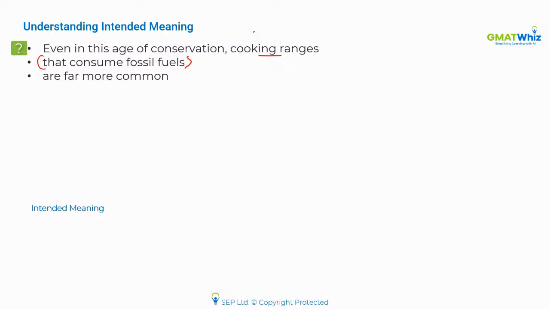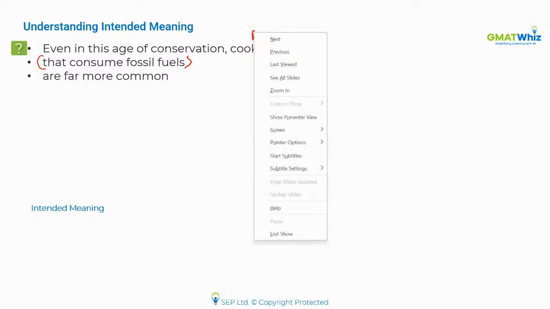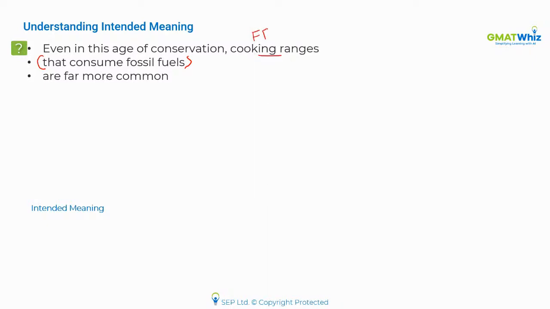So let me call this fossil fuel cooking ranges for short. Okay, so fossil fuel cooking ranges are far more common. All right, so these fossil fuel cooking ranges are far more common than, so because I have more here, there is a than here, which makes sense to me. There's a comparison coming up.